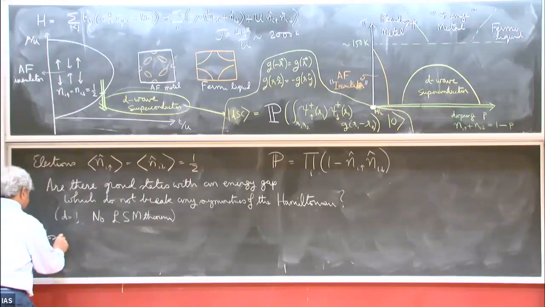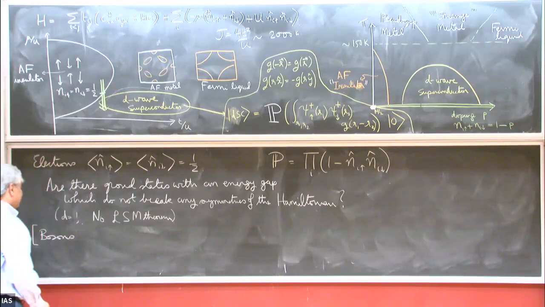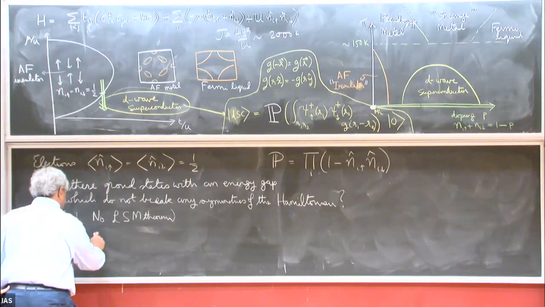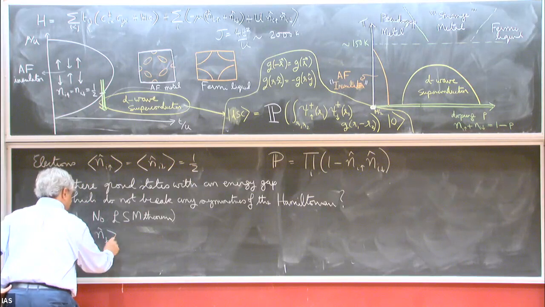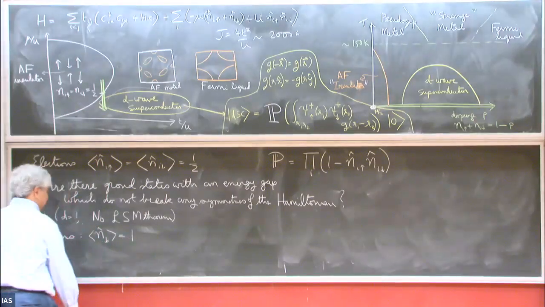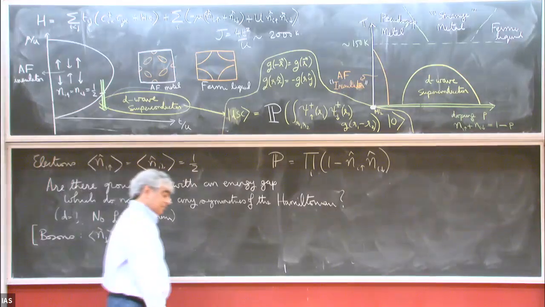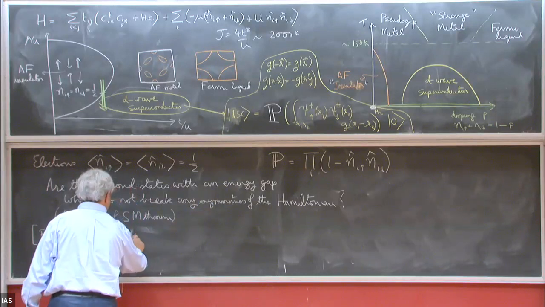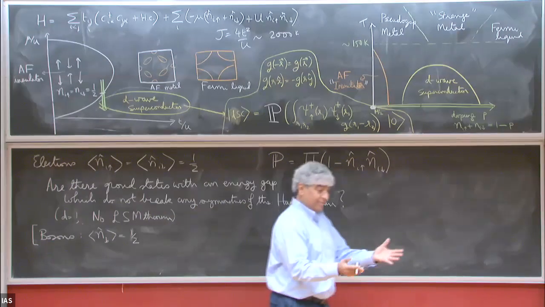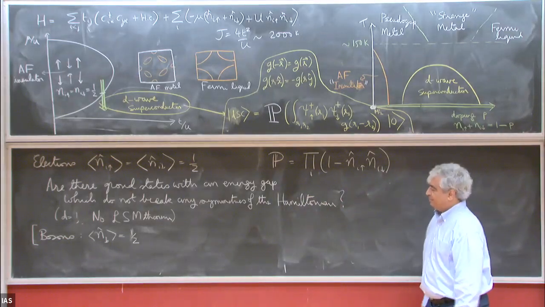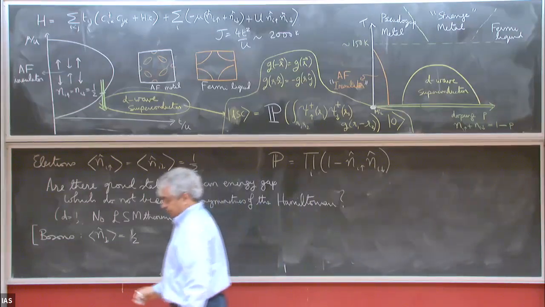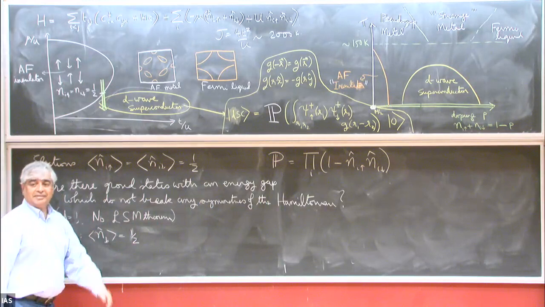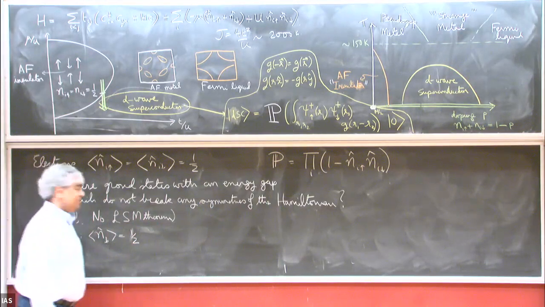So for bosons, you can have a similar question, and then we can use either language. You can simply again ask where the number of bosons is equal to 1. So you can ask the same question. If you have spinless bosons at integer filling, sorry, not 1, 1/2. So bosons at integer filling, of course, form the Mott insulator. That's what we began the course with. But bosons at half integer filling, where the boson number is a conserved quantity, is there any ground state which does not break any symmetries?